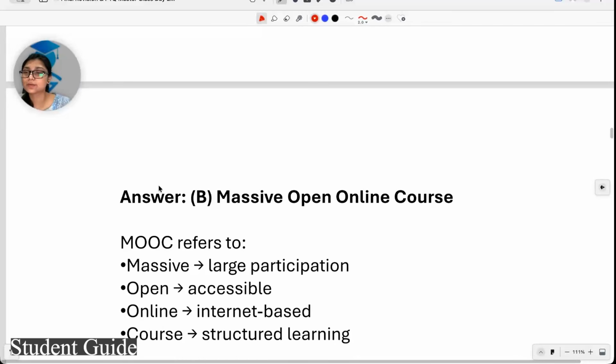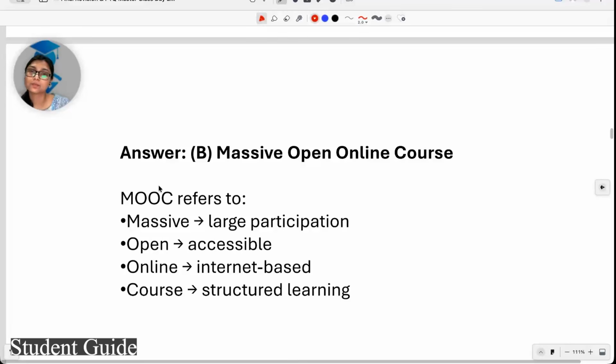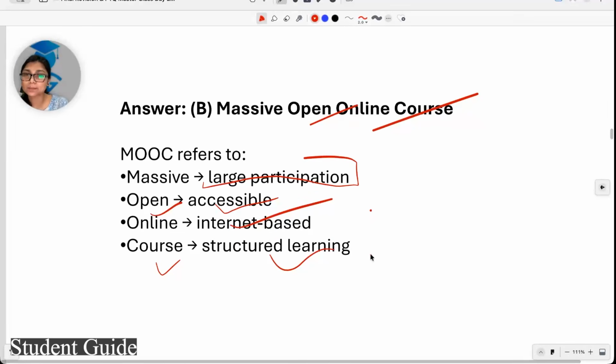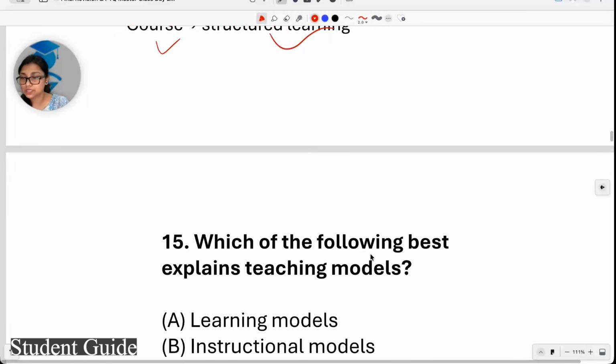Now here is a brief explanation for MOOC. It is a massive open online course, which you already know about. Now you need to know what these letters represent. Massive means there is large participation in that particular program. Open means accessible for all. It is online, an internet-based program, and courses are structured for learning purposes. Okay, now moving to the next question.